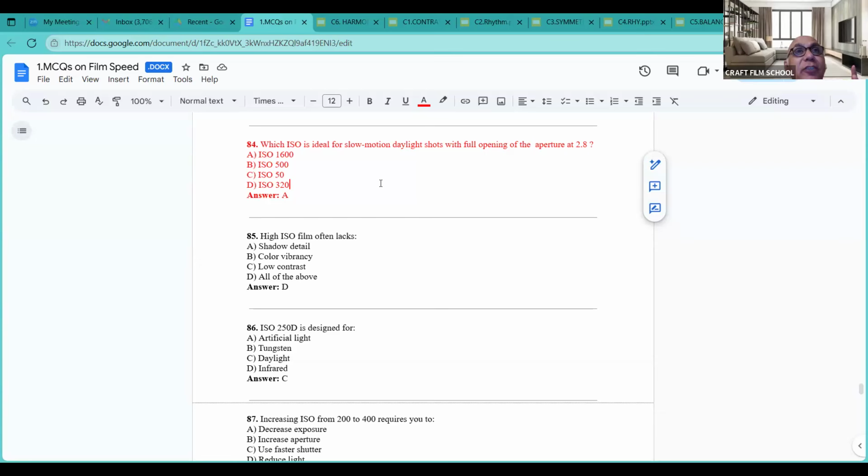This is the advantage. If you look into the Alexa, Red, and all that, their native ISO is very high already. It is not 100 ASA. Read a little bit more about the Alexa and Red cameras. Their native 1600 is not a grainy structure today. Today's time, 1600 is not a grainy structure. That's the advantage of digital technology.